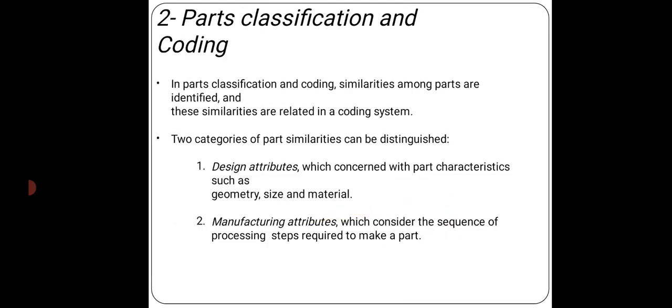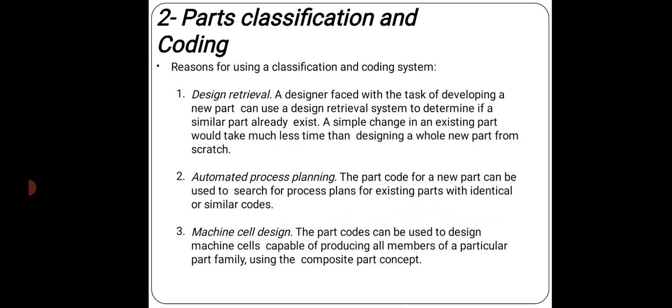Second one, parts classification and coding. In parts classification and coding, similarities among parts are identified. These similarities are related in a coding system. First one, design attributes. Design is concerned with the part characteristics such as geometry, size, materials. Manufacturing attributes consider the sequence of processing steps required to make the part. So design is nothing but the geometry of the object, geometry and size. Manufacturing is nothing but the sequence of process steps required to make a part.